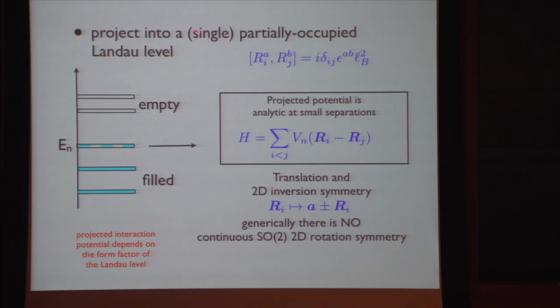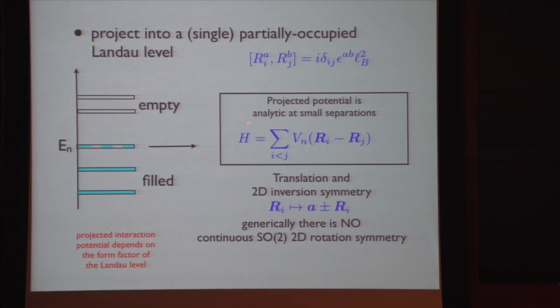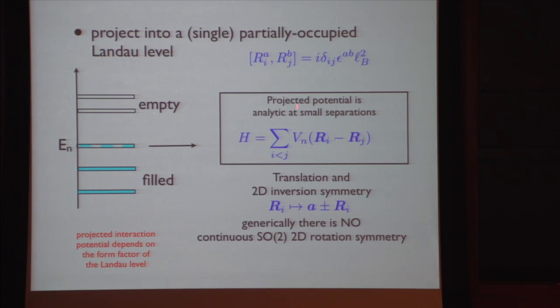So if we now project into a single partially occupied Landau level, we have some filled levels, some empty levels, and we're going to focus on the interaction dynamics in this level here. We do the projection. Basically, we get a combination of the underlying Coulomb interaction and the form factors of the Landau level. So in general, we get a different interaction potential in each Landau level. And of course, there's different physics in the lowest Landau level and the second Landau level, not because there's any fundamental difference between the lowest and second Landau level. It's just that the shape of this interaction gets weaker.